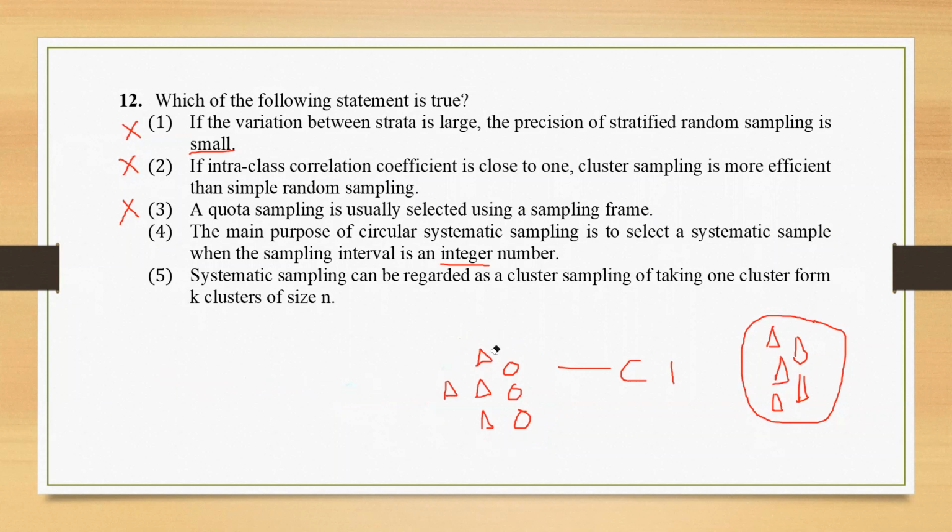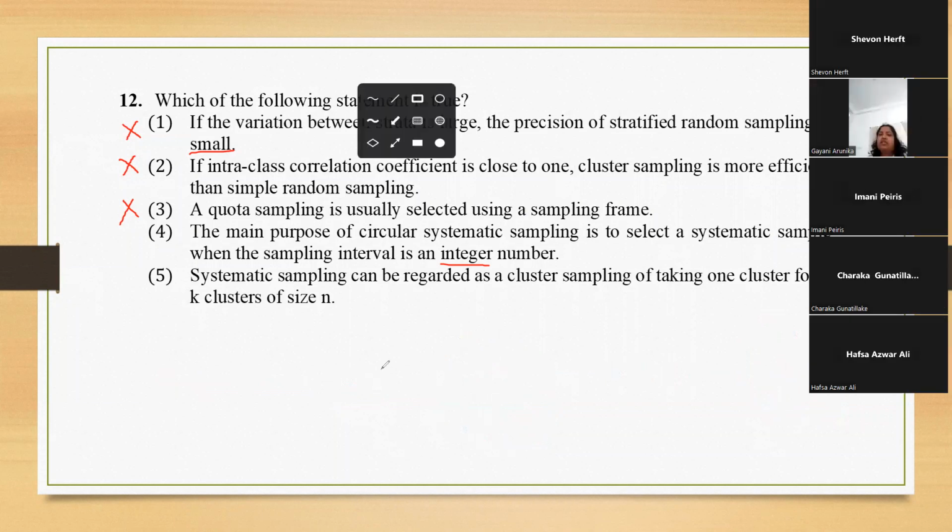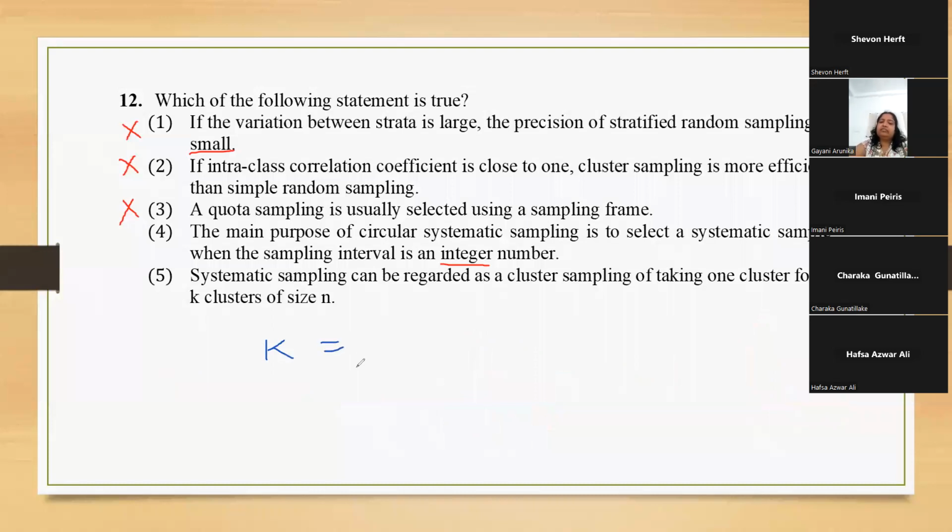So I will erase these things. So normally, how do you start the systematic sampling? In systematic sampling, you calculate k. K means sampling interval. So how do you calculate the sampling interval? You divide capital N by small n. That's how you calculate the sampling interval. So if it is an integer number, right?